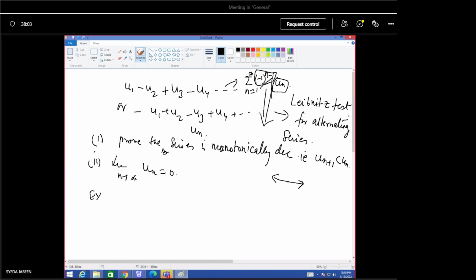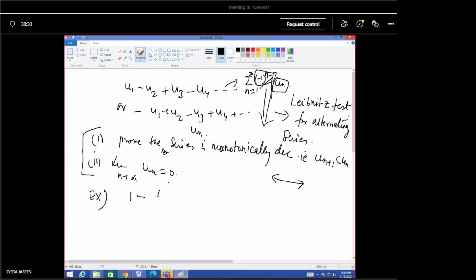Now let us take one example. Test the convergence. Can you repeat the second point once again? The second point is that the limit as n tends to infinity of un should be equal to 0 for convergence. Both things we have to prove. If we prove just one part, it is not a proof, because the Leibniz test is connected with these two proofs.